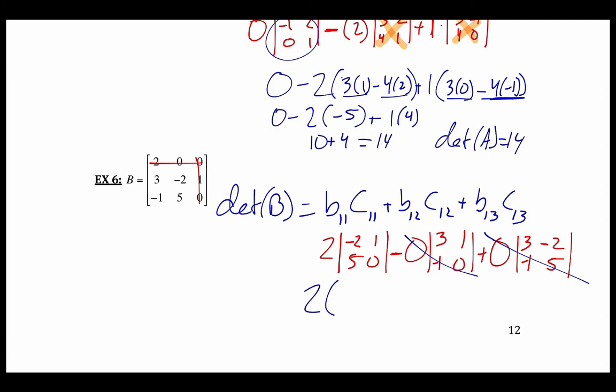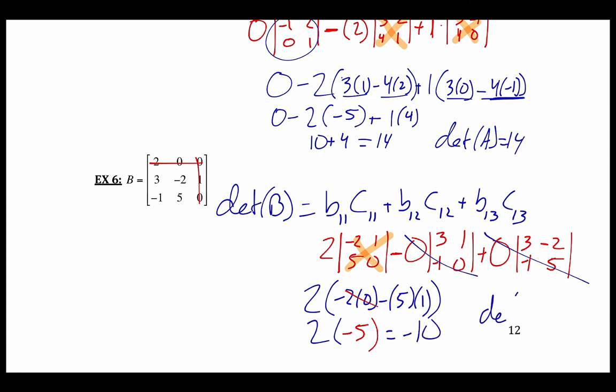So we got 2 times, and then again, remember the diagonals. So we got negative 2 times 0 minus the other diagonal of 5 times 1. And again, everything else canceled out. So we have 2 times, we got 0 here, and then minus 5, so 2 times negative 5, which gives us a grand total of negative 10. So we'd say the determinant of matrix B is negative 10.